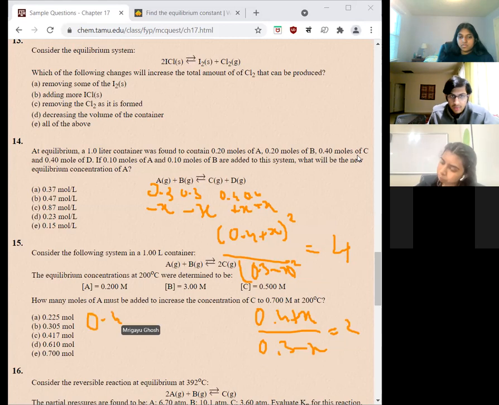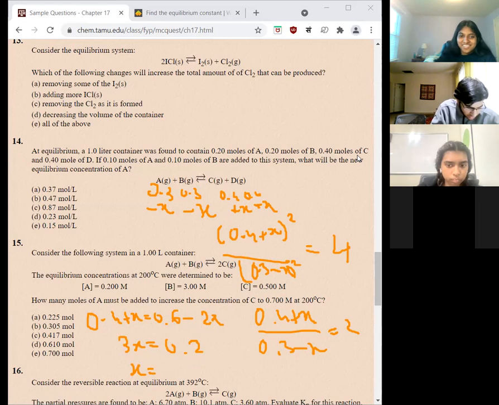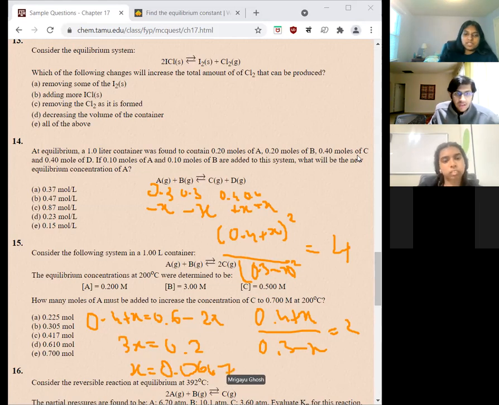0.4 plus x equals 0.6 minus 2x. No, sorry, 0.6 minus 3x equals 0.2. That means 3x equals 0.2. Is that right? Yeah. And then x equals 0.0667. Is that what it is? That's x, right? Yeah.